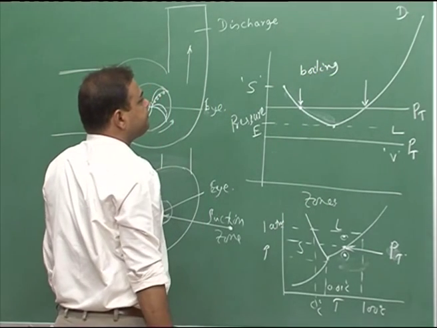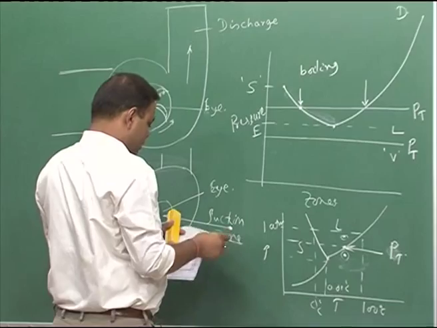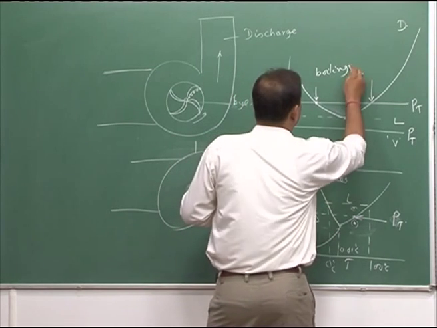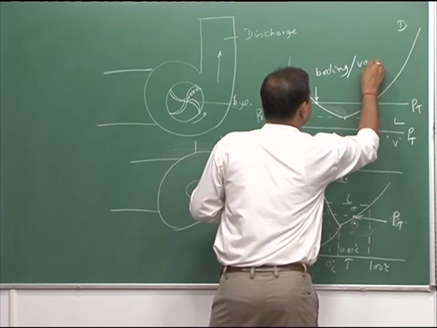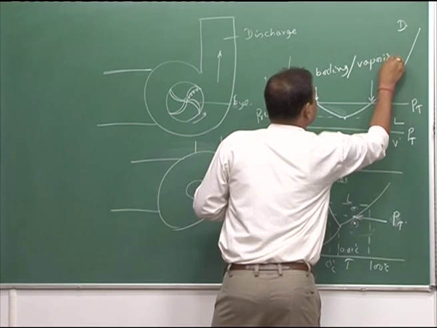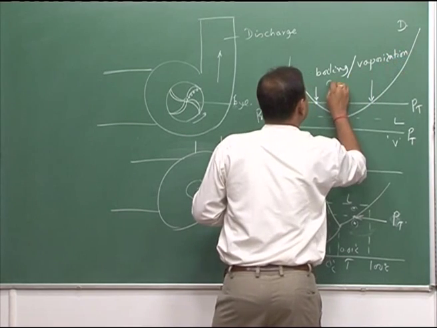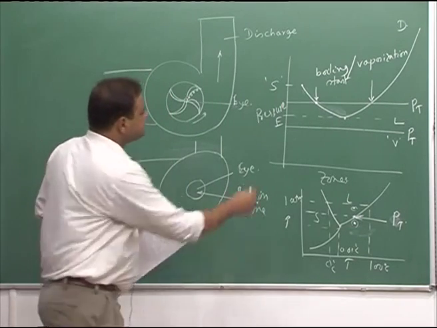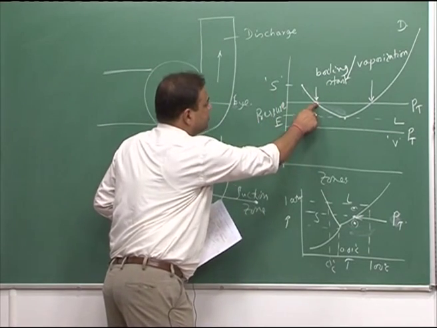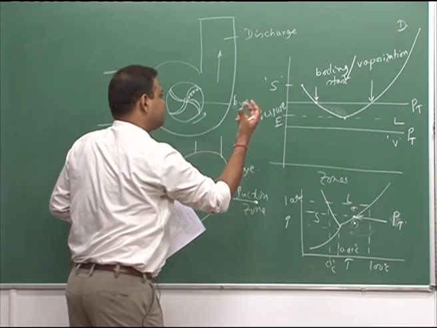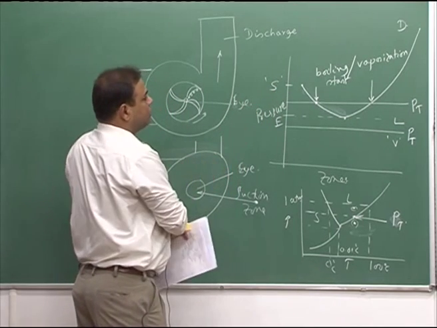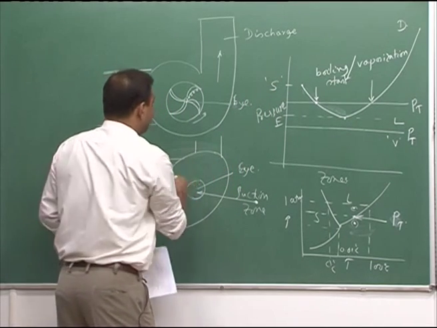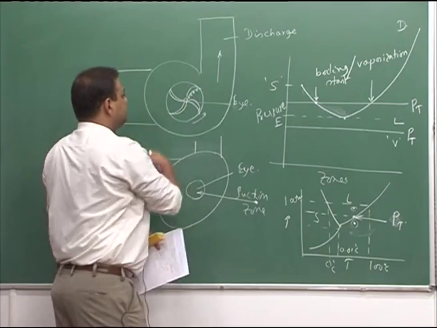Boiling or vaporization start. So, that means at this zone the boils or the vapor or the droplet or the cavitation would start on the impeller wall.